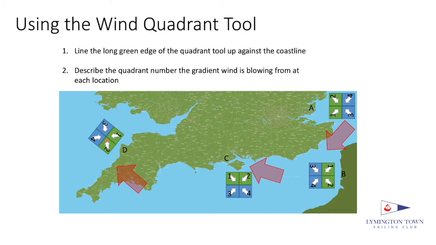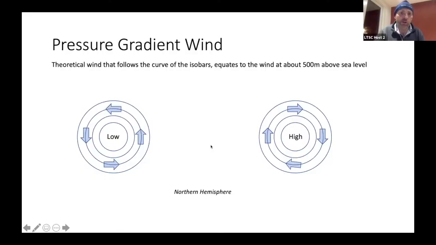Okay, so now let's have a look at what a gradient breeze is. A gradient breeze is actually a theoretical breeze, but you can say it roughly equates to what the breeze is doing at about 500 meters above sea level. And it's the breeze that follows the isobars effectively.